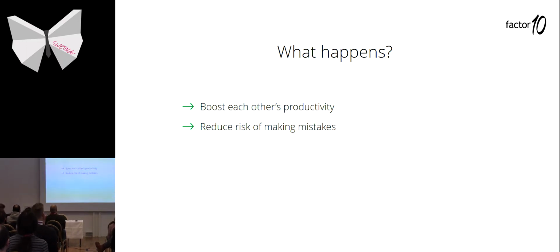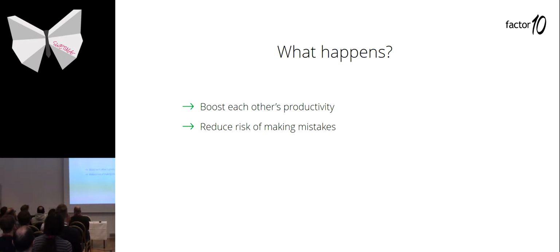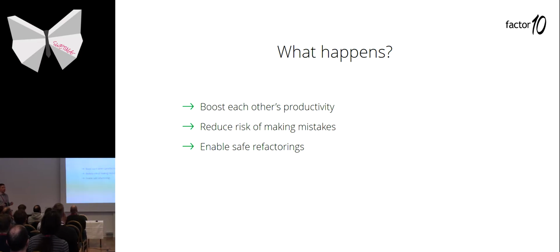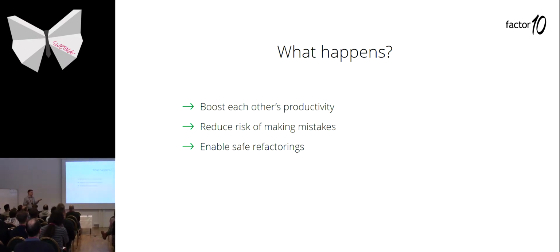Actually, we can't reduce the risk of making mistakes because we're human beings. I think most of you are, at least. But we can reduce the risk of those mistakes getting unnoticed into production. That's the risk we can reduce. We can enable safe refactorings. Anyone can change some code, refactor some code to be better, and that's okay, and things will still work.